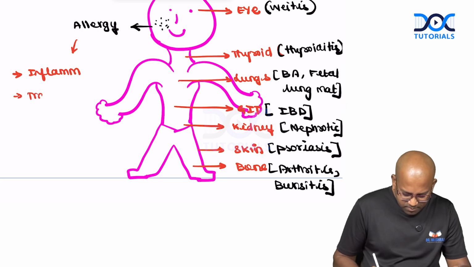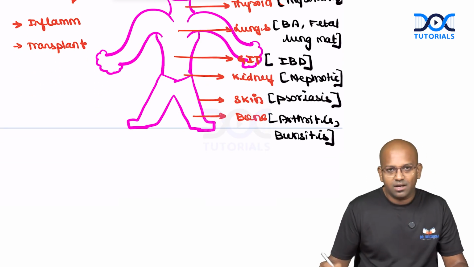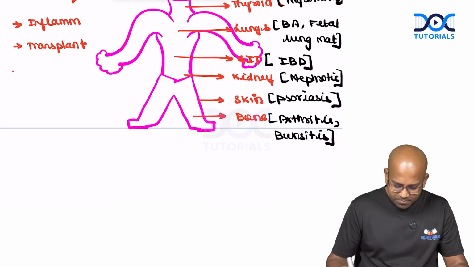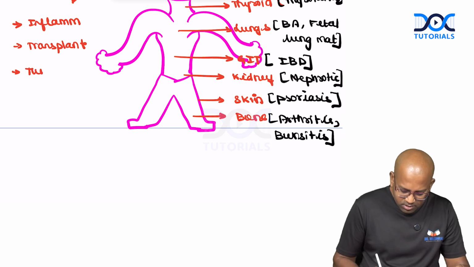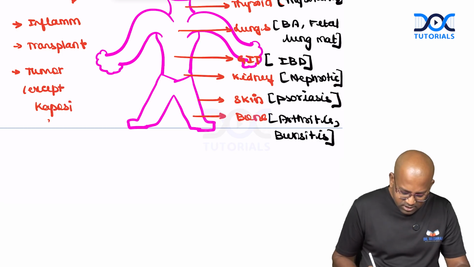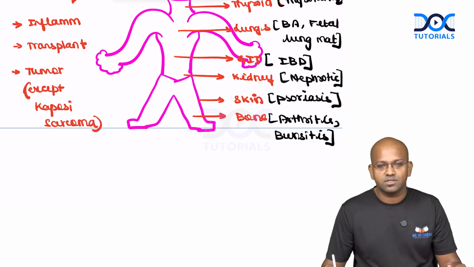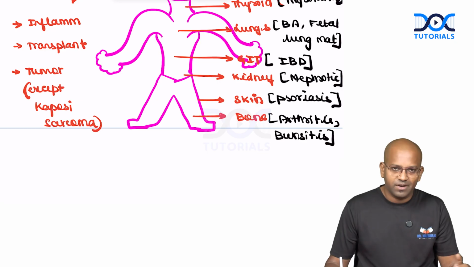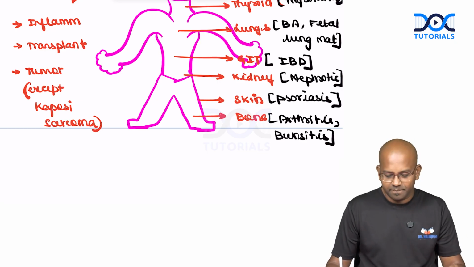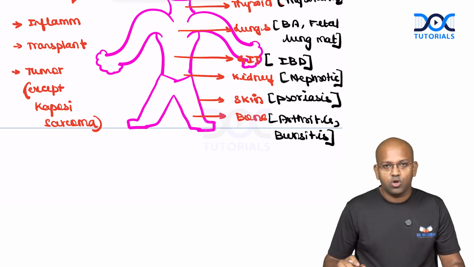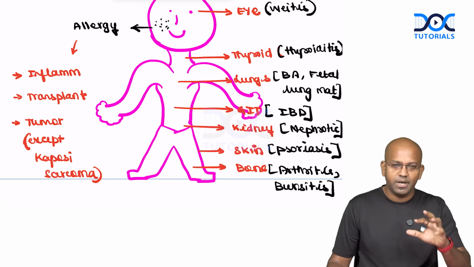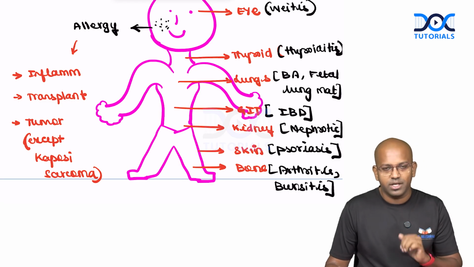In terms of transplantation, if you go for an organ transplant, we can use steroids to suppress the immune system. And also for tumors, any type of cancer except Kaposi sarcoma. For any other types of cancers, we can use these drugs. For Kaposi sarcoma, we prefer to give interferons. We'll discuss that later. Well, these are the different uses of steroids, guys. We have classified them into adrenal uses and non-adrenal uses.